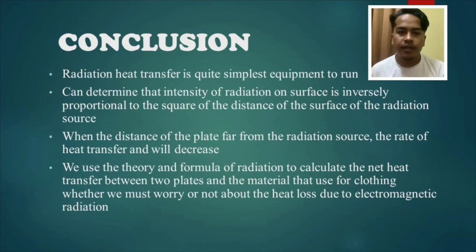For the conclusion of our project report today: in conclusion, the radiation heat transfer is quite a simple piece of equipment to run. The radiation heat transfer equipment is used to transfer heat from the source to the plate. It is used to verify the inverse square law for heat. Other than that, we can determine that the intensity of radiation on a surface is inversely proportional to the square of the distance of the surface from the radiation source. When the plate is far from the radiation source, the rate of heat transfer will decrease.